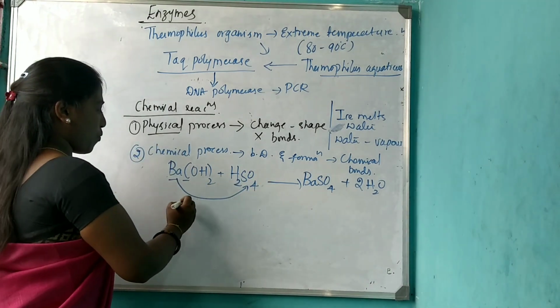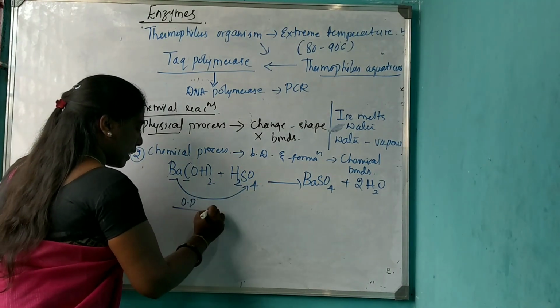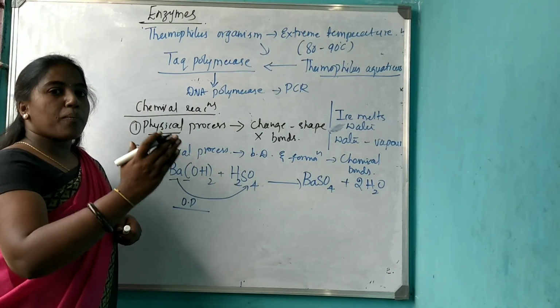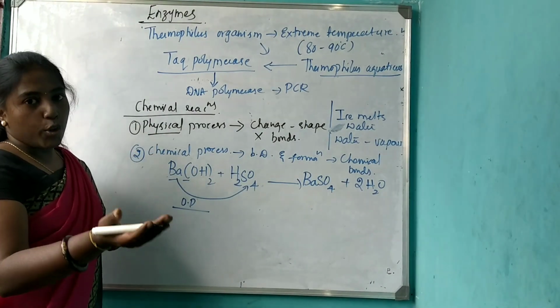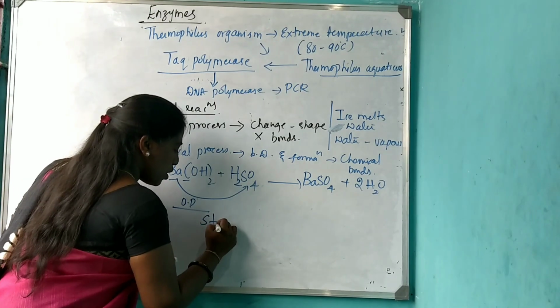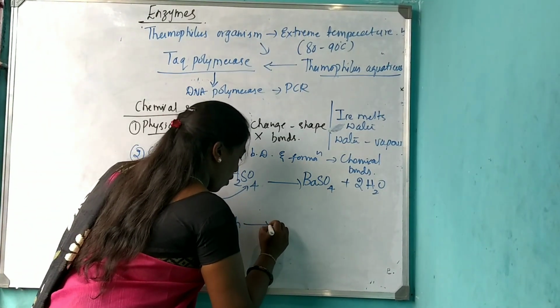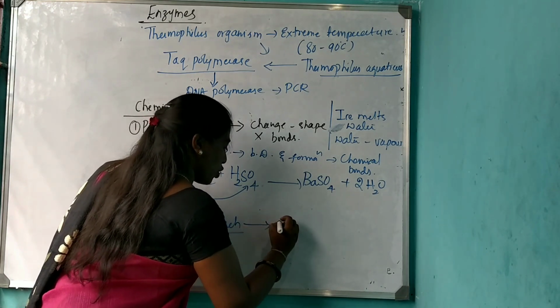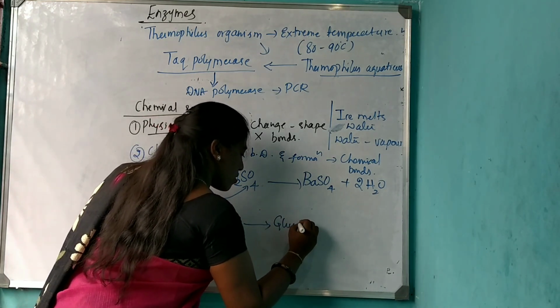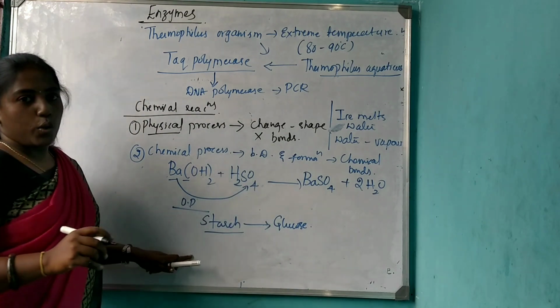Let us take an example of an organic process, where starch breaks to form glucose. As we know, in starch, glycosidic bonds will be present, which will be broken to form glucose.